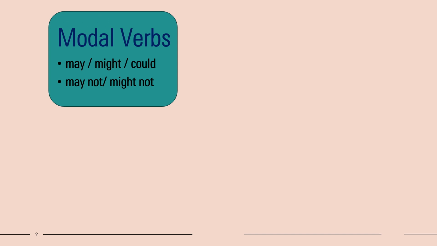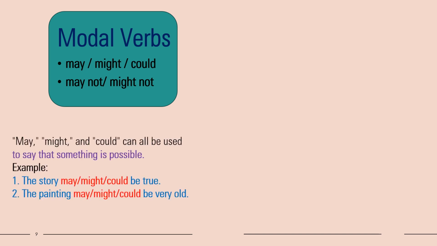In this lesson, you will learn about the modal verbs may, might, and could, and also the negative form of may, which is may not, and the negative form of might, which is might not. May, might, and could can all be used to say that something is possible. For example, the story may, might, or could be true. The painting may, might, or could be very old.